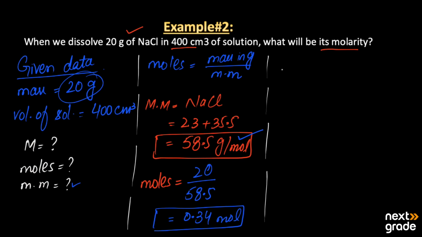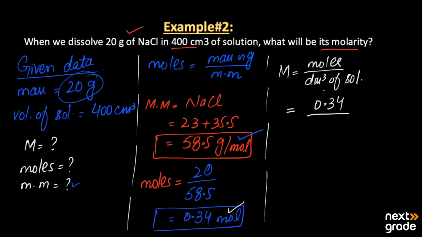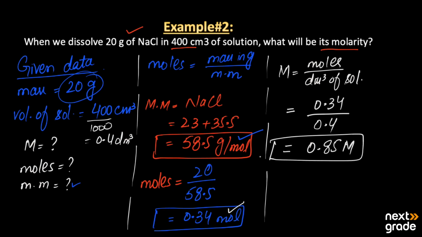Now we will find the molarity. The molarity is the number of moles divided by dm cube of solution. Dm cube means the volume of solution. Here we have moles, 0.34, but we don't have dm cube, we have centimeter cube, so we will divide by 1000 and convert it into dm cube, that is 0.4 dm cube. By dividing 0.34 by 0.4 dm cube, the answer is 0.85 molar. So the molarity of the solution is 0.85.